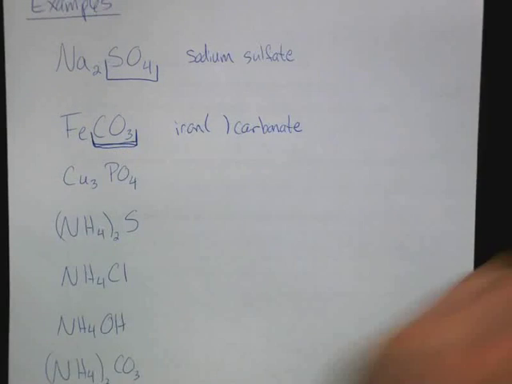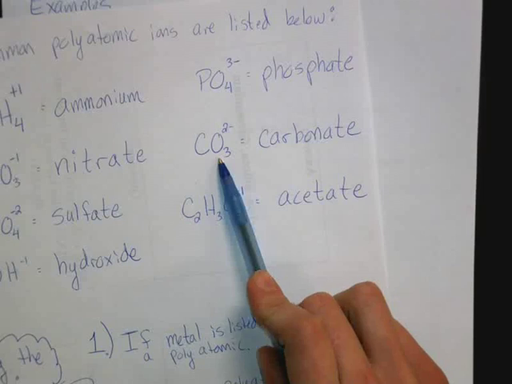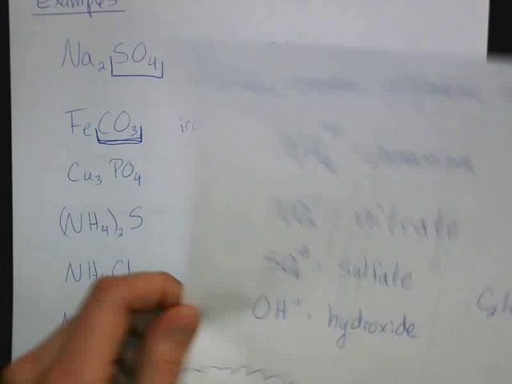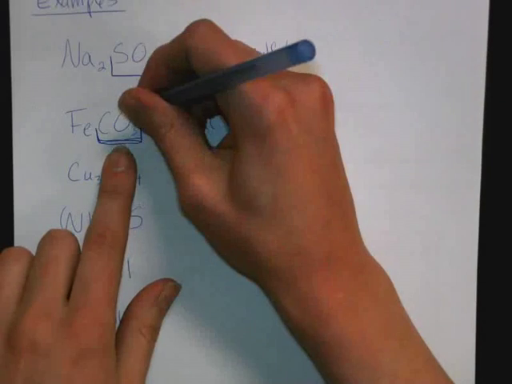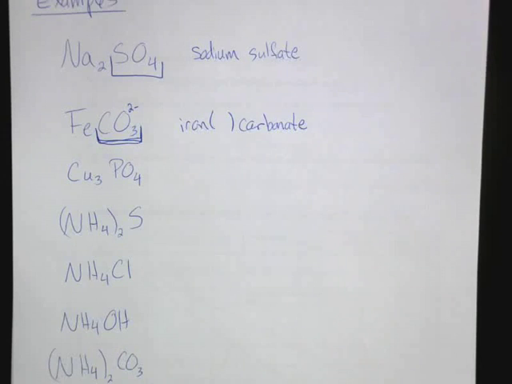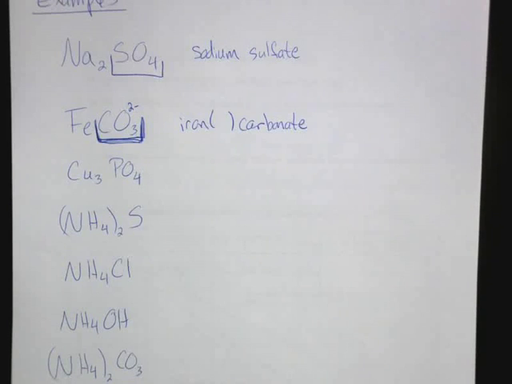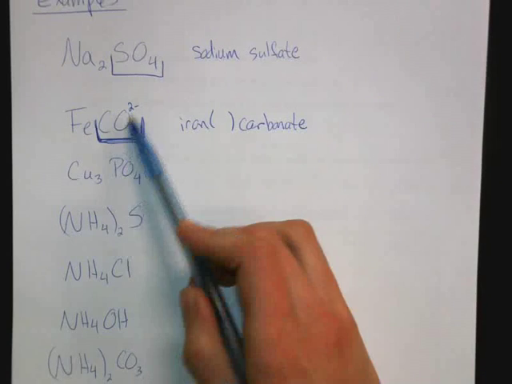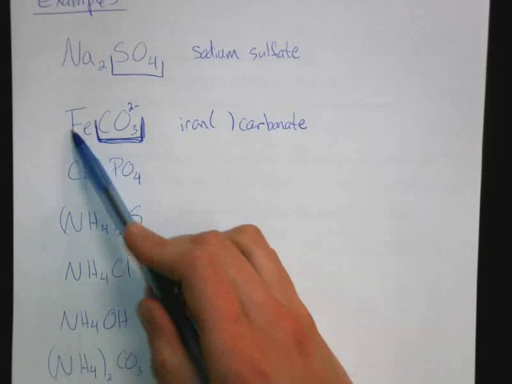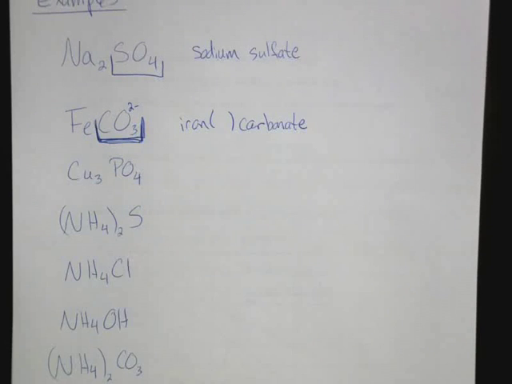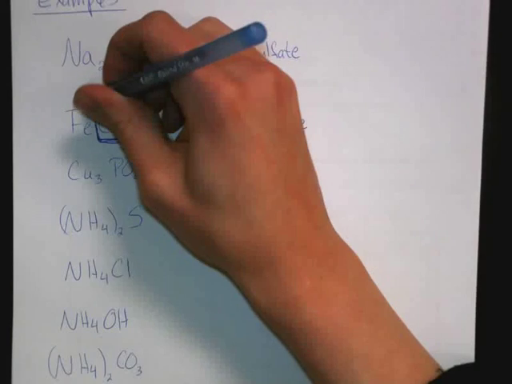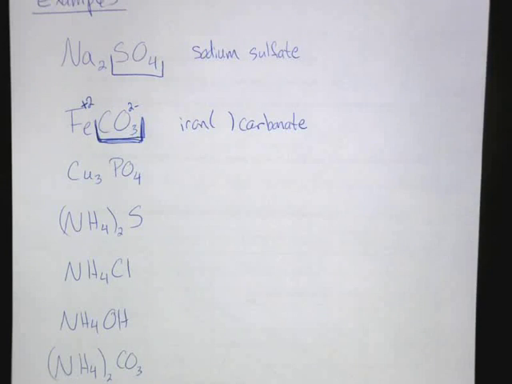So I have to go back. It's being bonded to carbonate. So let's look at carbonate again. It has a 2- charge. So carbonate, 2- charge. I only have one carbonate because this whole thing acts together. There's only one of those. So if carbonate's a 2- charge, I only have one iron to balance that 2- charge. So iron has to be a 2+ charge. So I'm going to put Roman numeral 2.